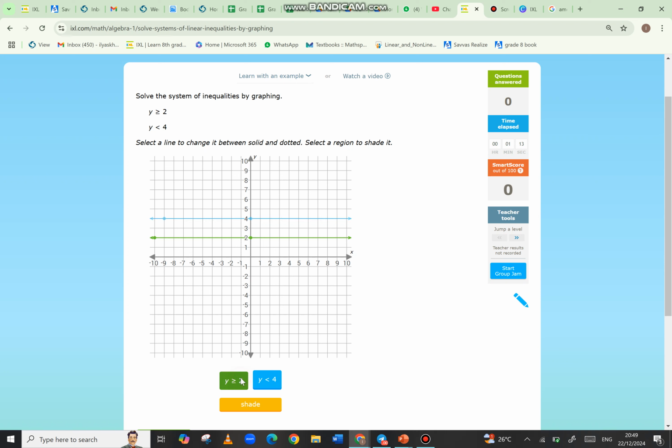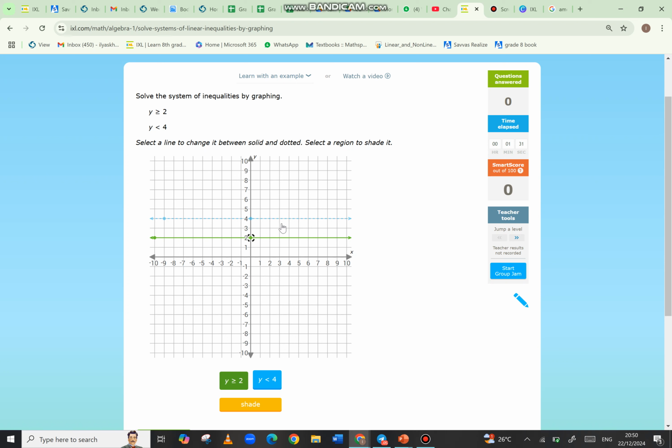program. We know this is going to have to be a dotted line. How do we know that? Because it says less than 4. As for this one, it says more than or equal to 2. So we keep it solid. Solid green line, dotted blue line.